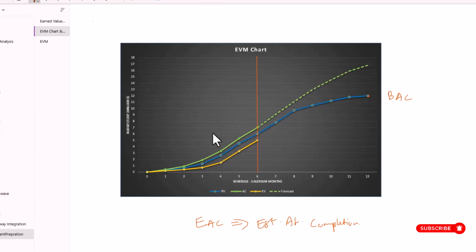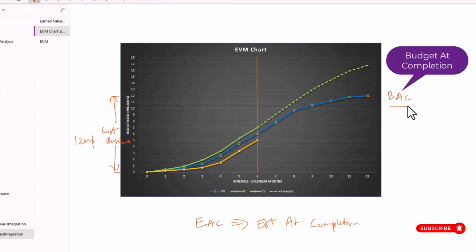Let's say we have a new earned value management chart. This is different from what we created for the previous discussion. This is a relatively simpler one. If you look at the cost axis, the y-axis, this project has in total a $12 million budget. Okay, so this is the budget, the cost baseline of this project. So we have $12 million, and BAC is also called total PV. This $12 million that we have here is called BAC, otherwise called budget at completion.